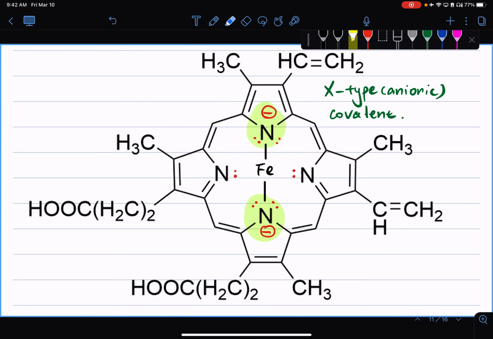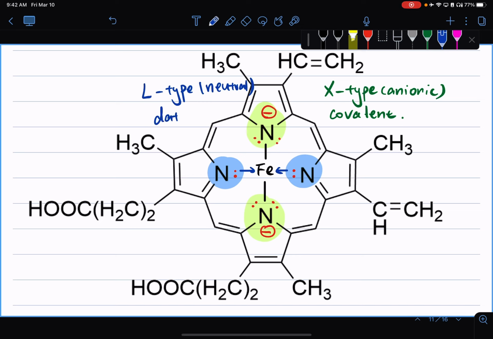Alternatively, you have 2 more nitrogen that are neutral. So these neutral nitrogen will form dative bonds with iron. We use a little arrow to represent dative bonds. So these are L-type ligand or neutral ligand, and they form dative bonds.